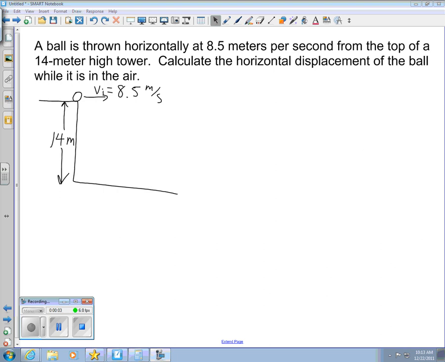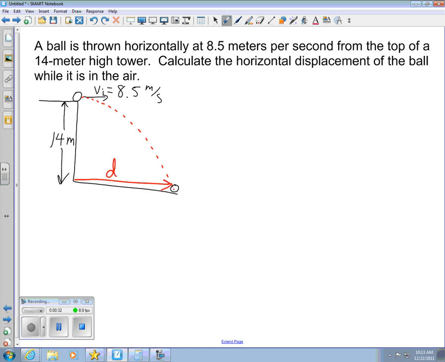Okay, we have a ball that is thrown horizontally at 8.5 meters per second from the top of a 14-meter high tower. Calculate the horizontal displacement of the ball while it is in the air. This is a horizontally launched projectile. You can tell that because it's launched horizontally. It will follow this parabolic path. It will land down here somewhere, and we are asked to find the horizontal displacement.